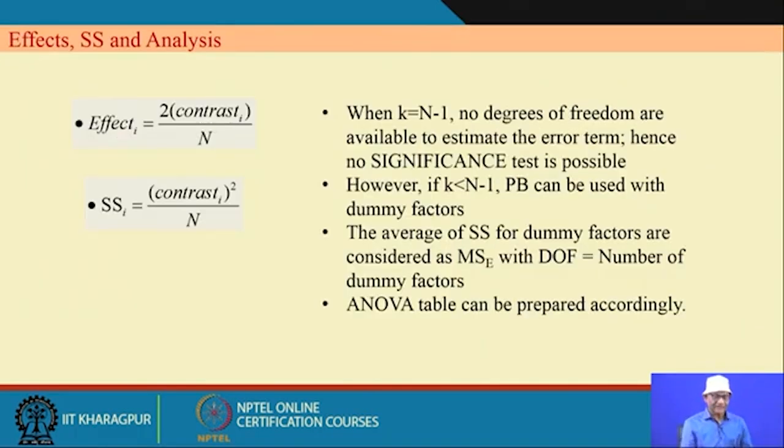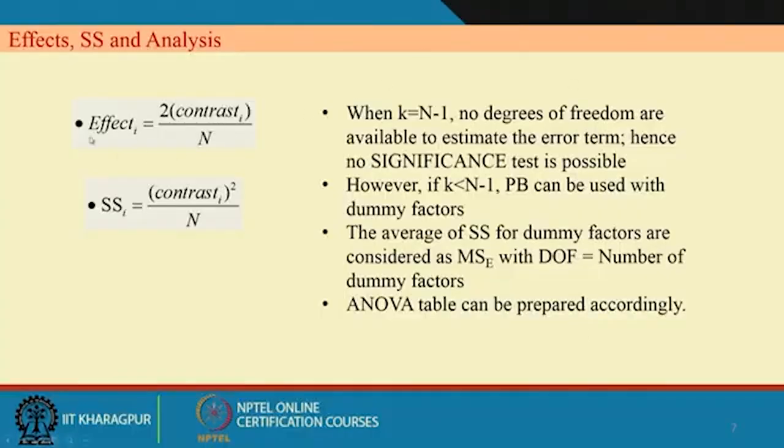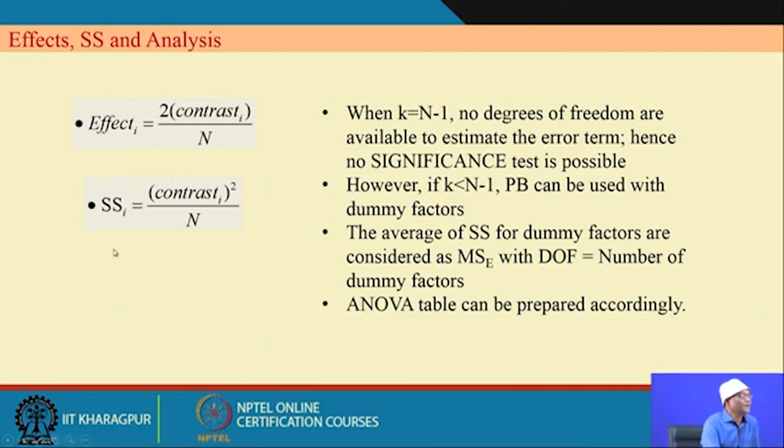So, only the alias structure is not sufficient. You require to find out the effect as well as the sum of squares, and you want to analyze the data: whether the effects are significant or not, and which of the effects are significant, that also you want to find out. So, now the effect formula and SS formula are the same as what we have shown to you earlier.